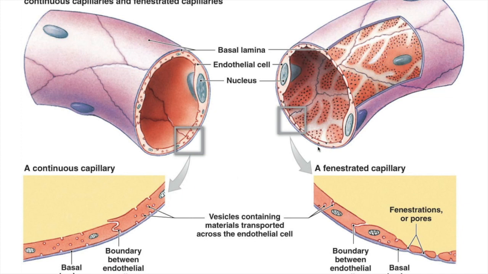Fenestrated capillaries have these holes or fenestrations, you can see here on the close-up. And that allows for faster exchange of water and nutrients. And nutrients as large as small proteins can leave. These are found in kidneys and in endocrine glands.